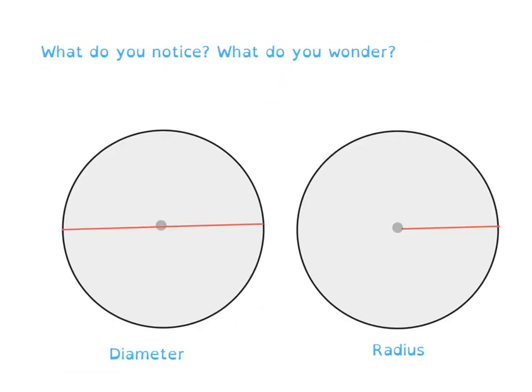So far we've talked about the diameter and the radius of a circle. Looking at both images, I'm wondering, what do you notice? And what are you wondering about the relationship between the radius and the diameter of a circle? Do you notice anything?